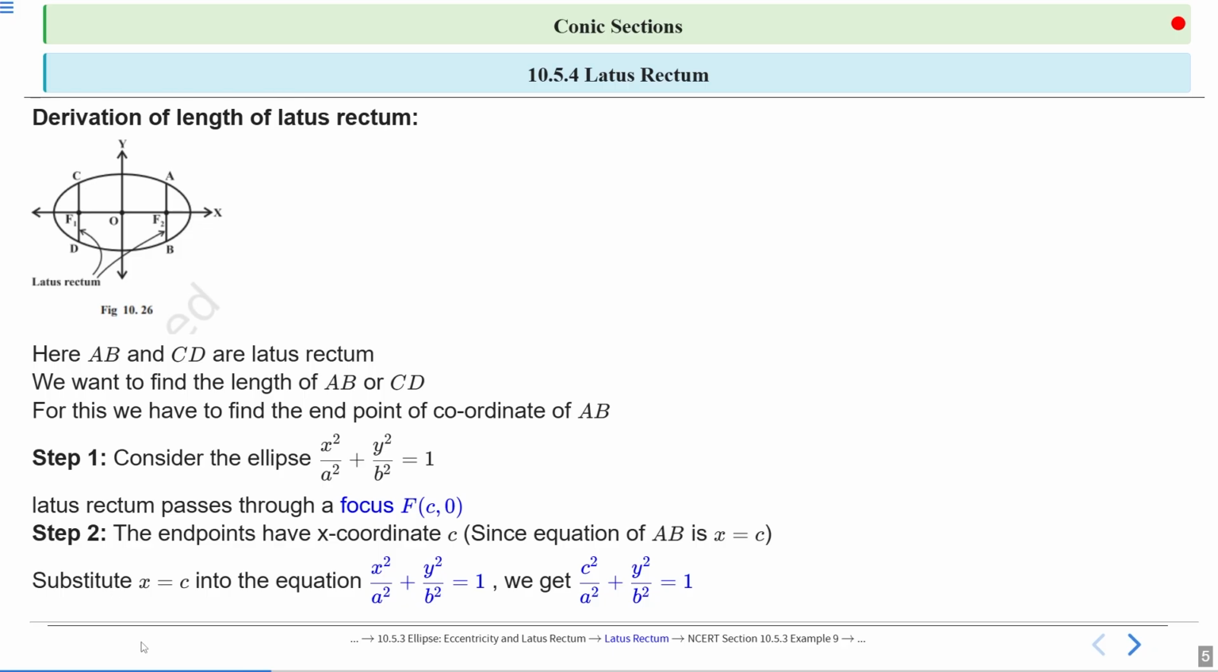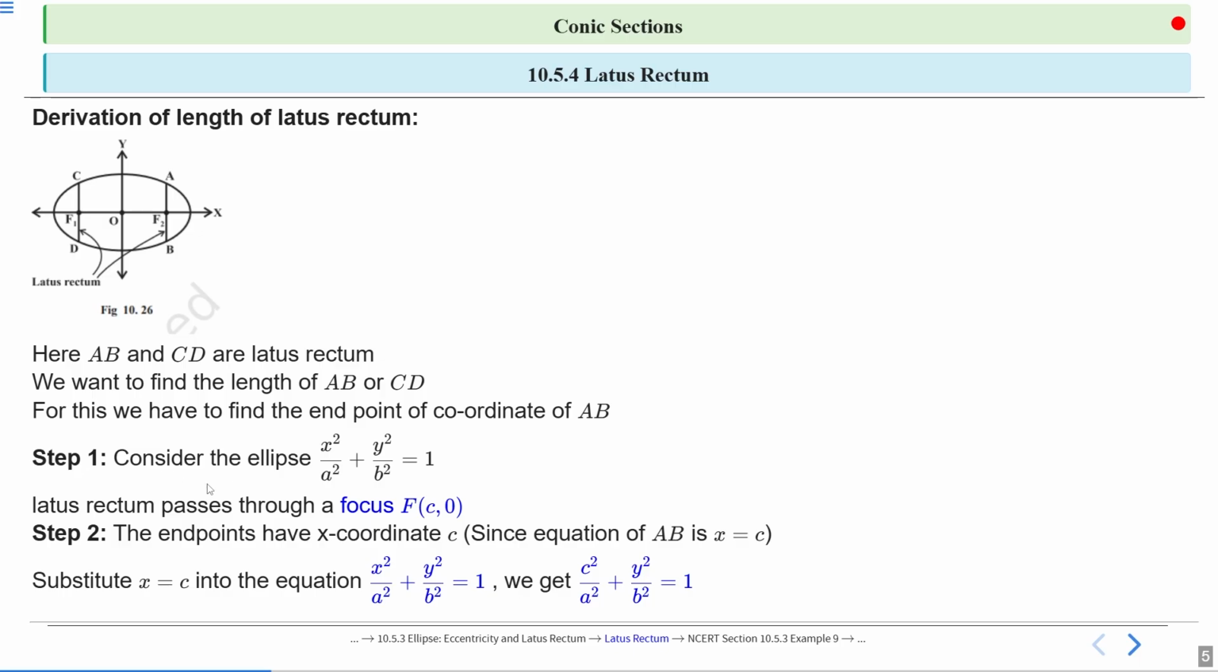Now substitute x equal to c into the standard form equation of an ellipse, x square upon a square plus y square upon b square equal to 1. If we substitute x equal to c in this equation, then we get c square upon a square plus y square upon b square equal to 1.